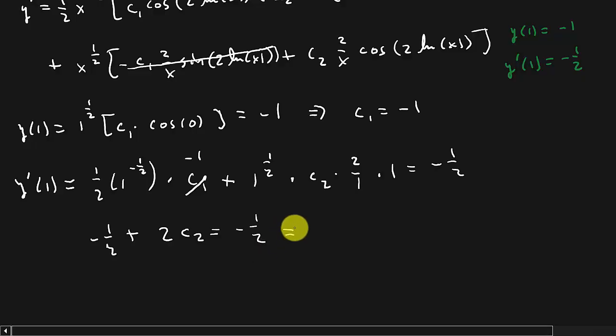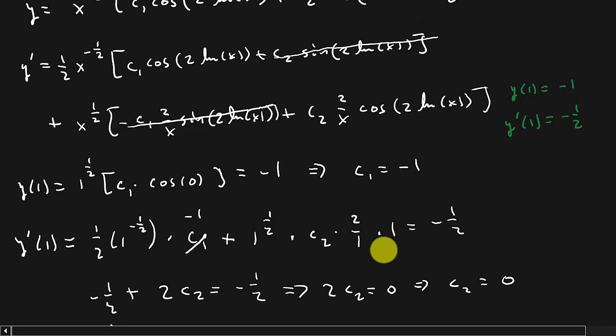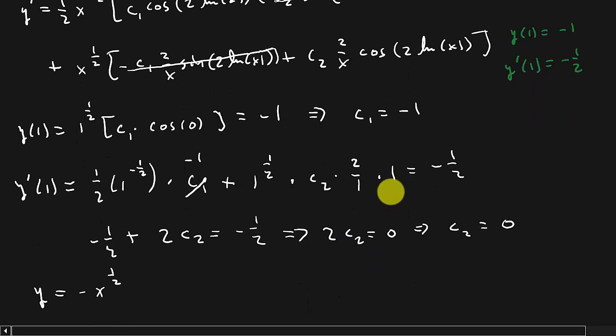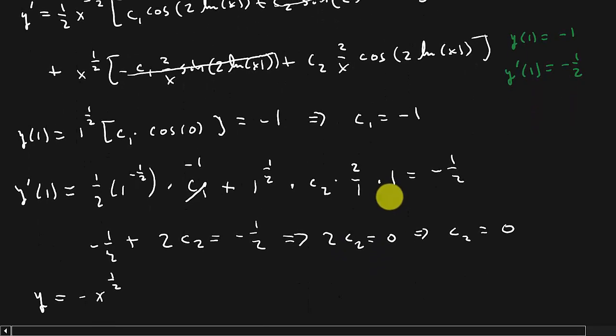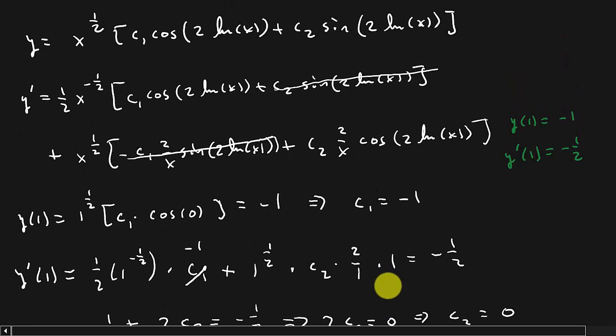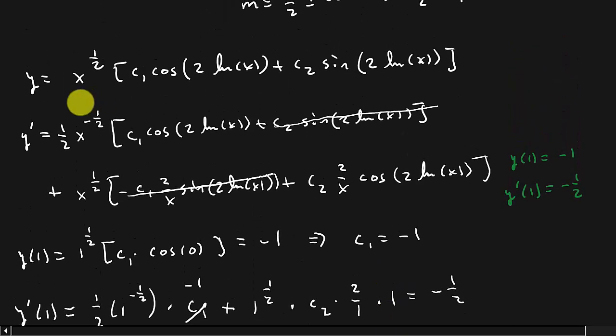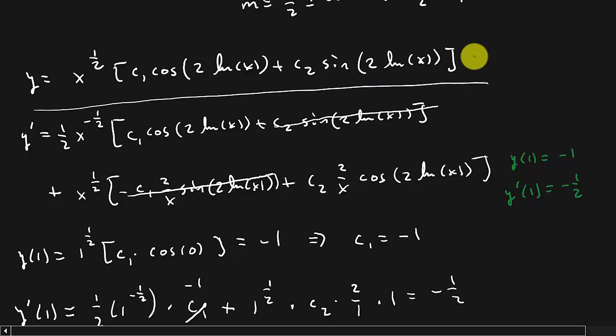And so basically, this is going to be 2C2 equals 0, which means C2 is equal to 0. And so we get y is equal to negative x to the 1/2. Let's see, where are we plugging this back into? Right here. Okay, I'm replacing this with negative 1.